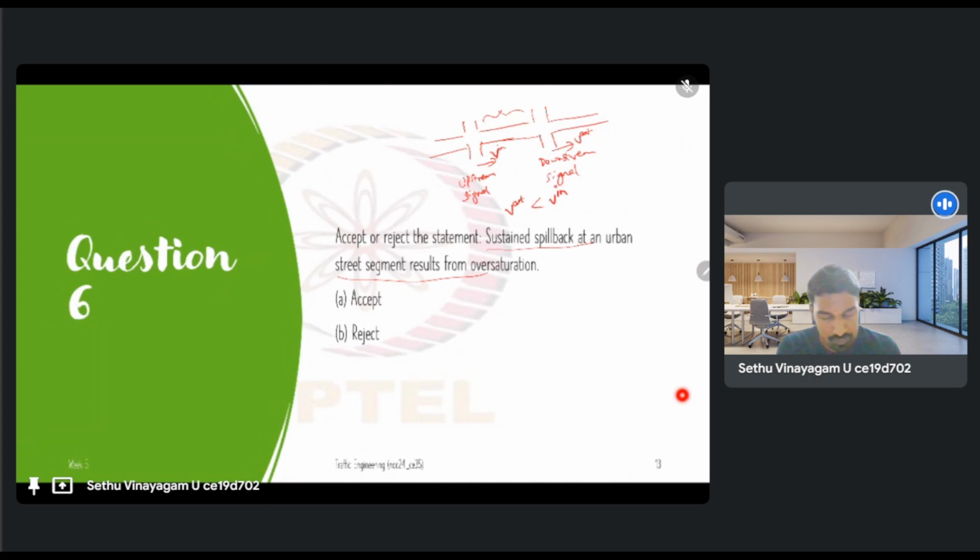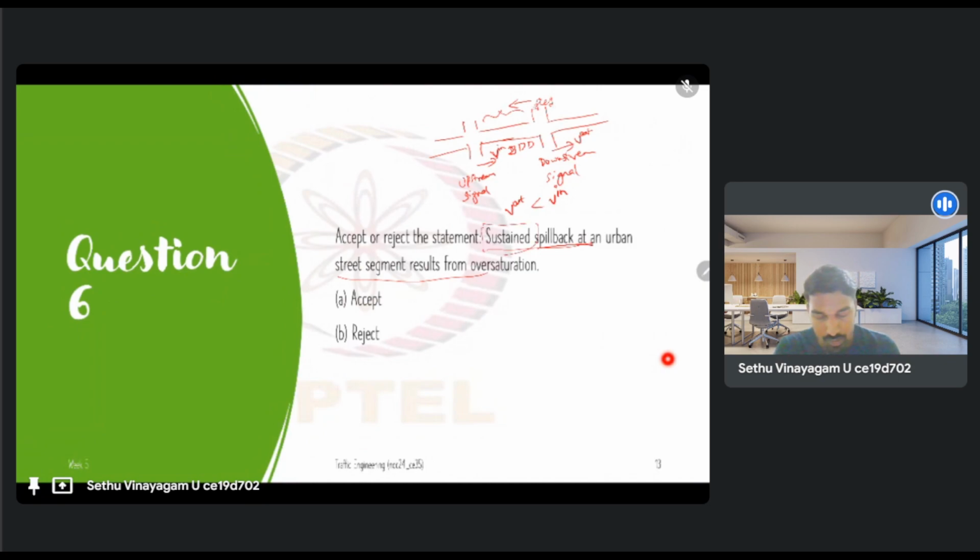Which means there will be a queue that will be growing, right? So when the signal is red, there will be vehicles queuing up in the urban street segment, right? So that's what we call the spillback. Whatever is coming in, they are not able to go out, so they have spilled back into the next cycle. So they have to form a queue and then wait. So what do we mean by sustained spillback?